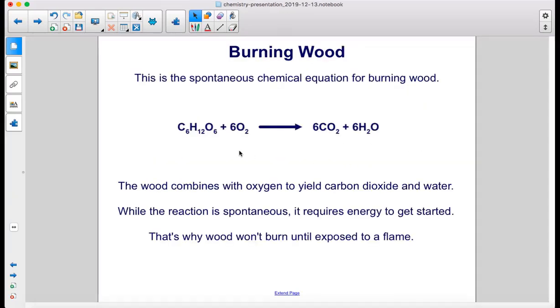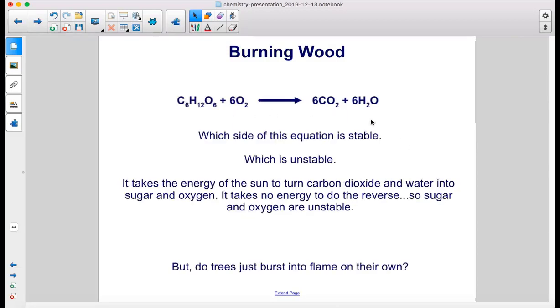This is the spontaneous chemical equation for burning wood. The wood combines with oxygen to yield carbon dioxide and water. While the reaction is spontaneous, it requires energy to get started. That's why wood won't burn until exposed to a flame.